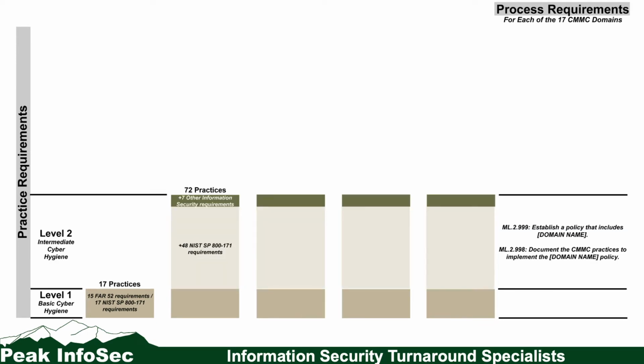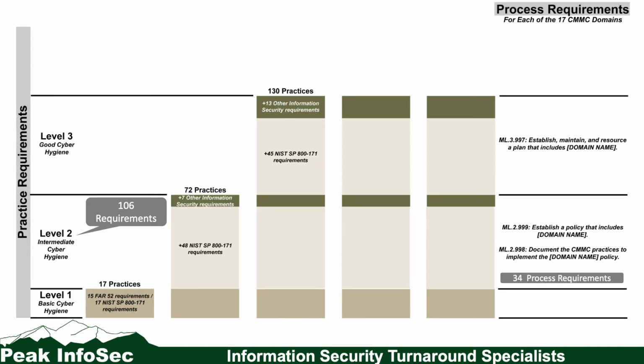In Level 2, DoD has now added in 48 more controls from NIST SP 800-171 plus 7 other requirements from other information security frameworks. You'll also see there are 2 process requirements at this level. So overall, we're looking at 106 requirements for Level 2 that you would have to comply with.